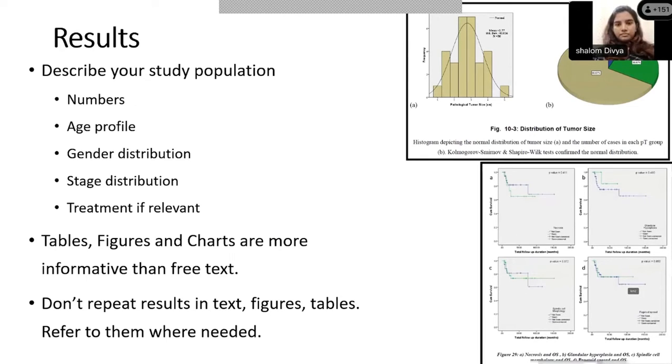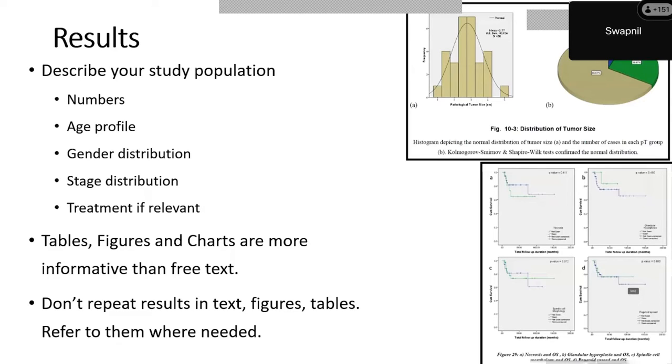Okay. So you should describe your study. Start by describing your study population, the numbers, the age profile, the gender distribution, the stage distribution of disease, if relevant, treatment patterns and treatment profiles. You should use tables and figures as much as possible. And you should never repeat your results in text, figures, and tables.